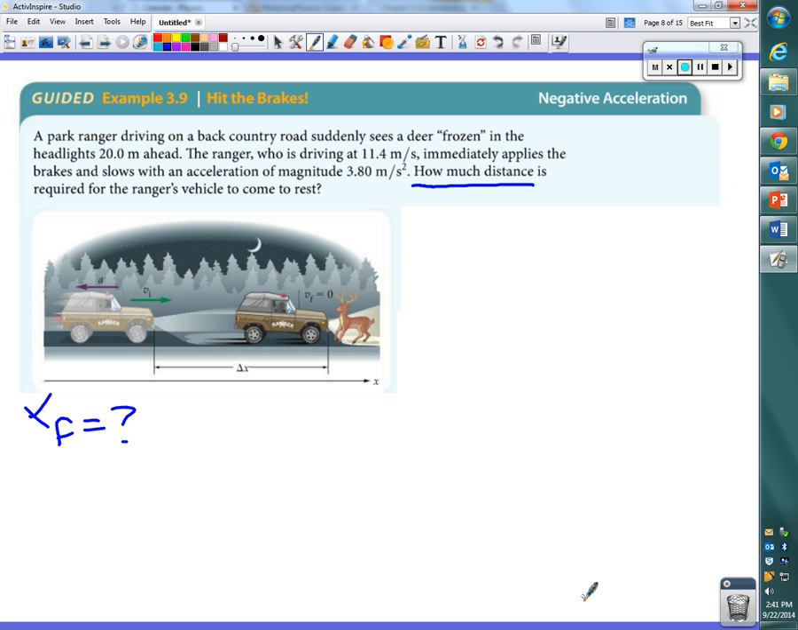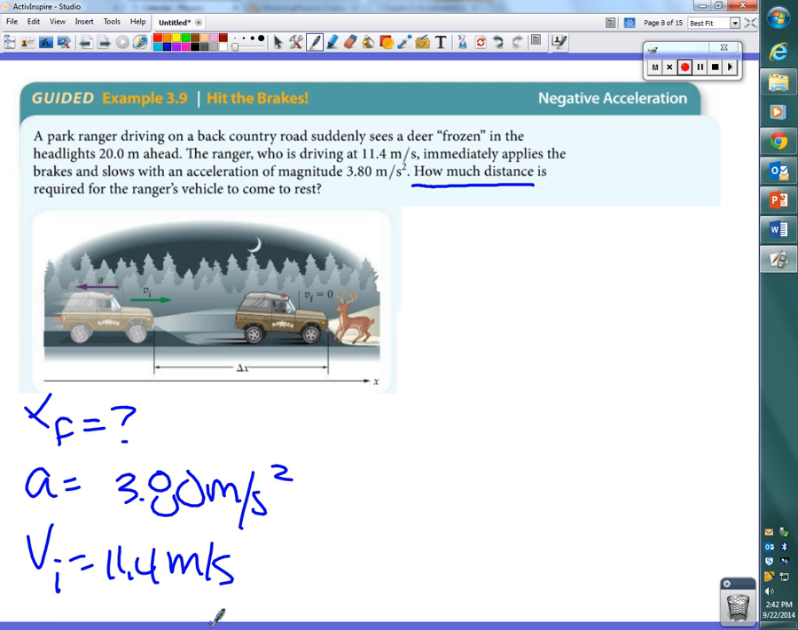All right, let's go obvious stuff first. So, one obvious thing, Brett, the acceleration, okay? So let's go, acceleration is equal to 3.80 meters per second squared, okay? Next obvious thing, Brett, go ahead. The which velocity? Okay, this velocity that's listed here, right? Velocity initial is 11.4 meters per second. Okay?